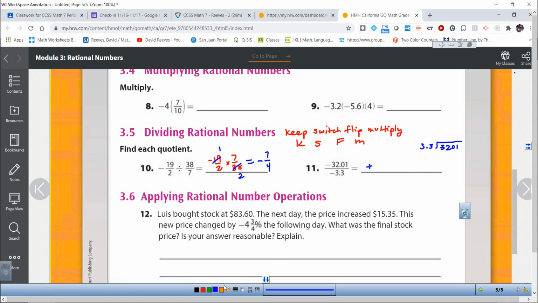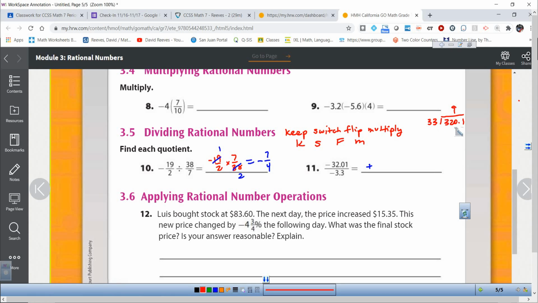3.3 is my divisor. Do you remember what we said we do on these? We move that over one spot, right? So our new problem is going to be 33 into 320.1. All right, so that's the problem we're going to be doing. So 33 does not go into 32, does it? 33 times 10 would be 330, so I'm thinking 9.